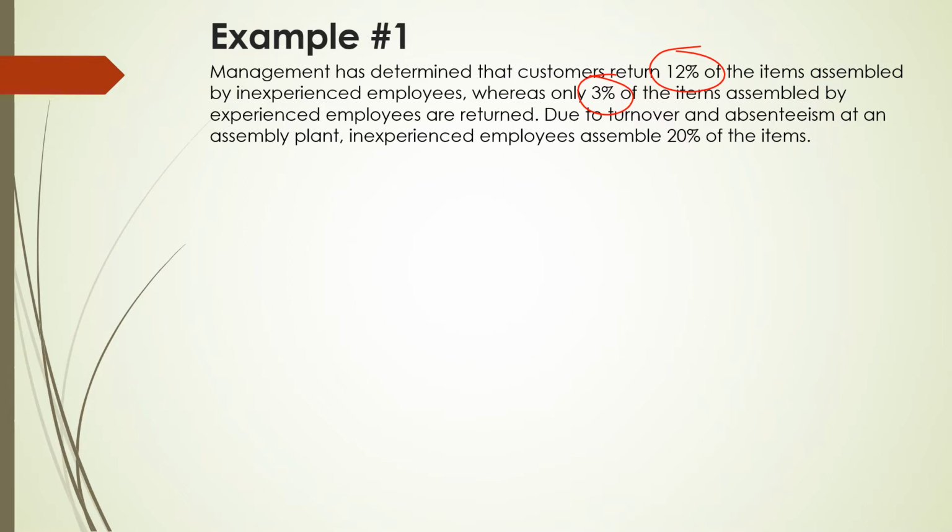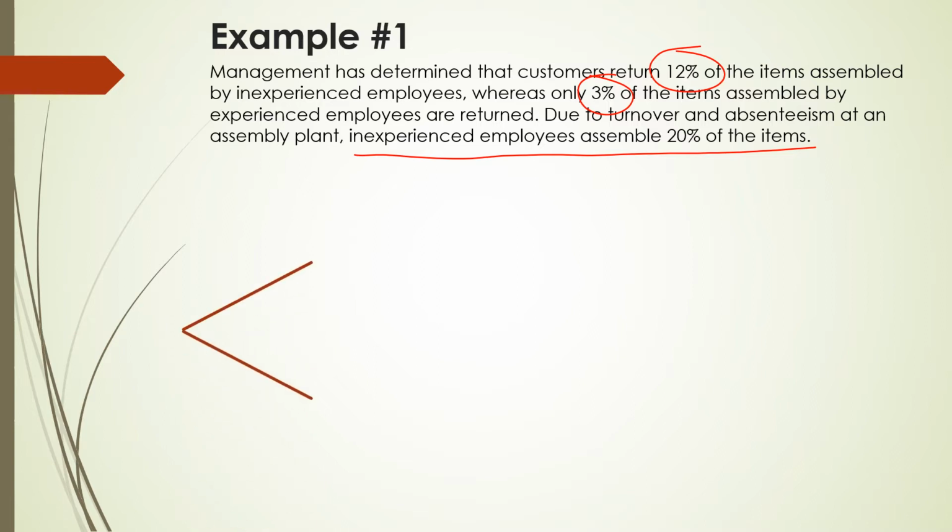But in that last sentence, which is where we need to start, it says inexperienced employees assemble 20% of the items at the plant. So therefore we know that the other percentage is the experienced employees. And that's where you have to start. You have to start with the one thing that doesn't have a condition on it. That one, like, oh, I know it's going to be 20% and 80%. So here we go. This is how you organize it.